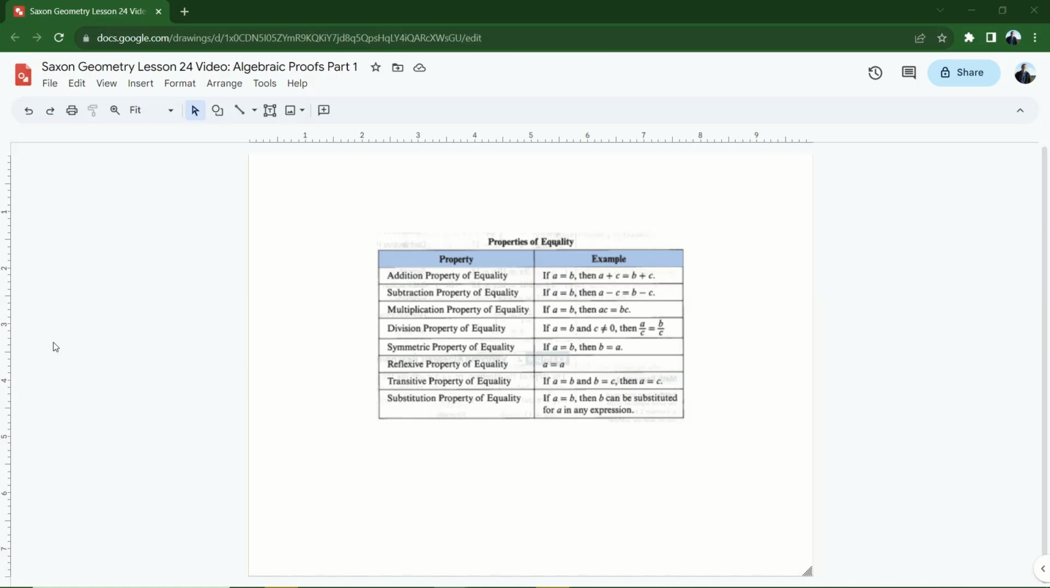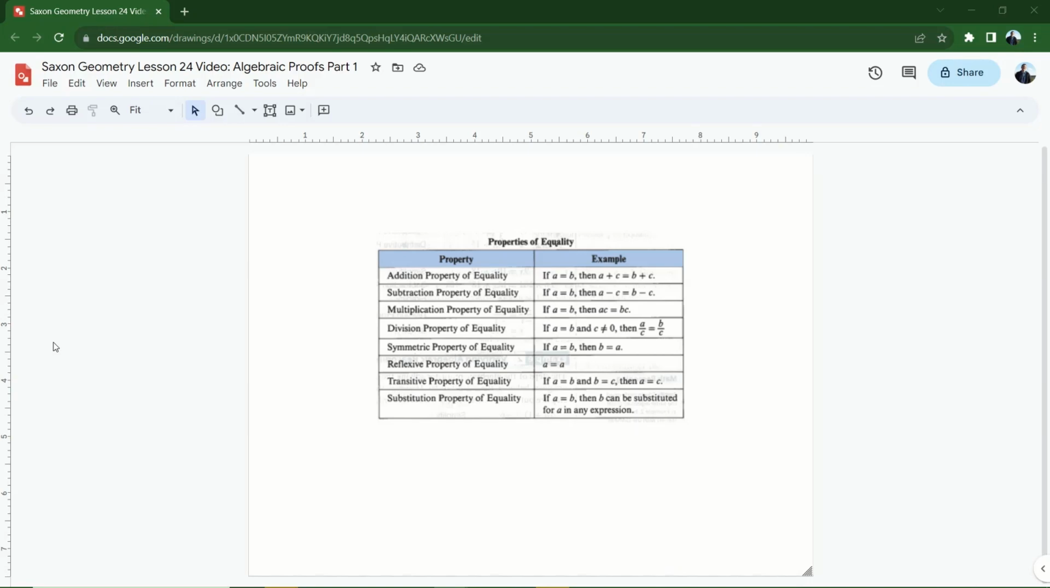Proofs are logical, step-by-step explanations that show that something is correct. What are the step-by-step things, though, that you're going to use to show that something is correct? These are them. These properties of equality are the tools that you're going to use in proofs, as well as when we start doing geometric proofs, all the theorems and postulates that we've learned.